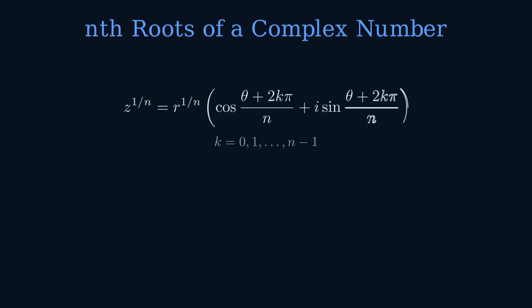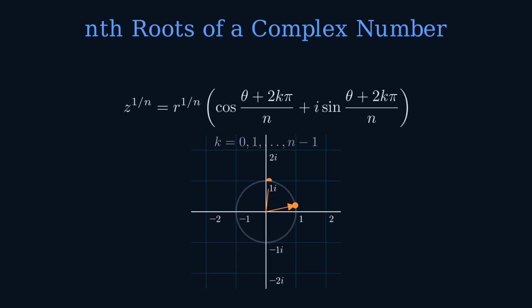Now, what about the inverse? Finding the nth roots of a complex number. For any non-zero complex number, there are exactly n distinct nth roots. These roots are equally spaced around a circle in the complex plane. Because they are equally spaced, they form the vertices of a regular n-sided polygon.